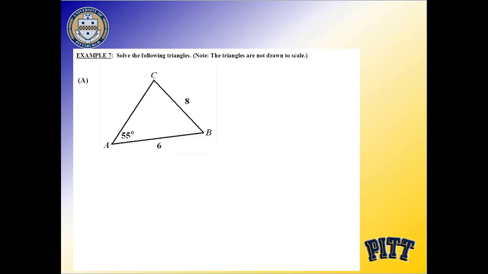So for instance here, say you were asked to solve the following triangle. You're given triangle ABC here. You know angle A is 55 degrees. You know that side AB, or side C, whichever way you want to name it, is 6, and side A or BC is 8. So what we're looking for here is we want to find the measure of side B, the measure of angle B, and the measure of angle C.